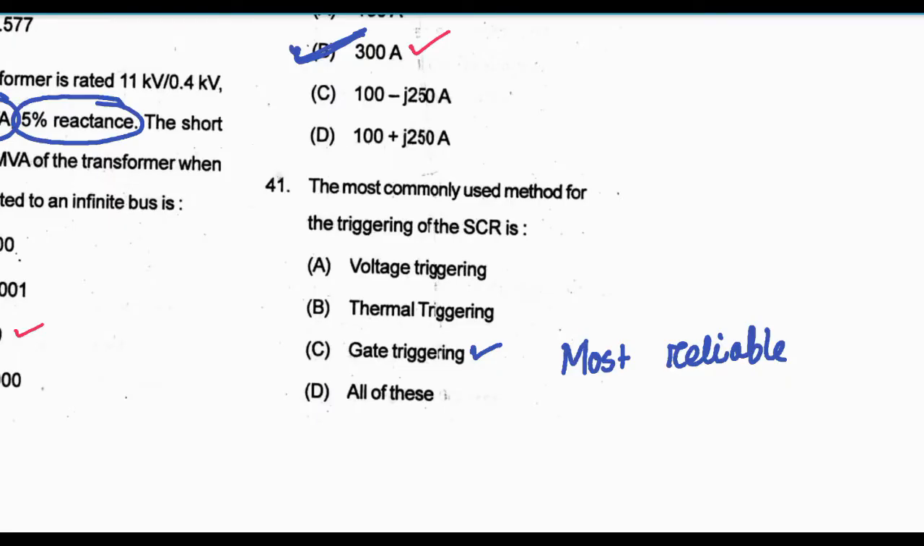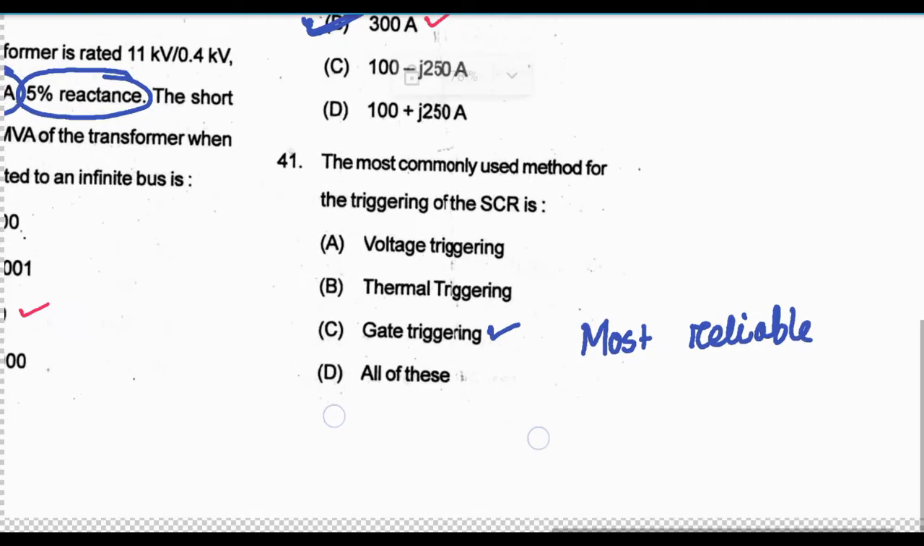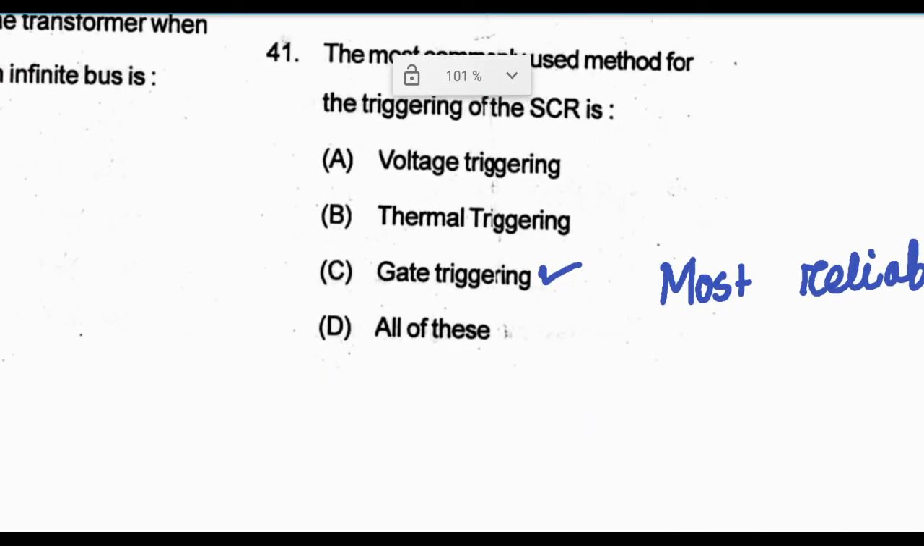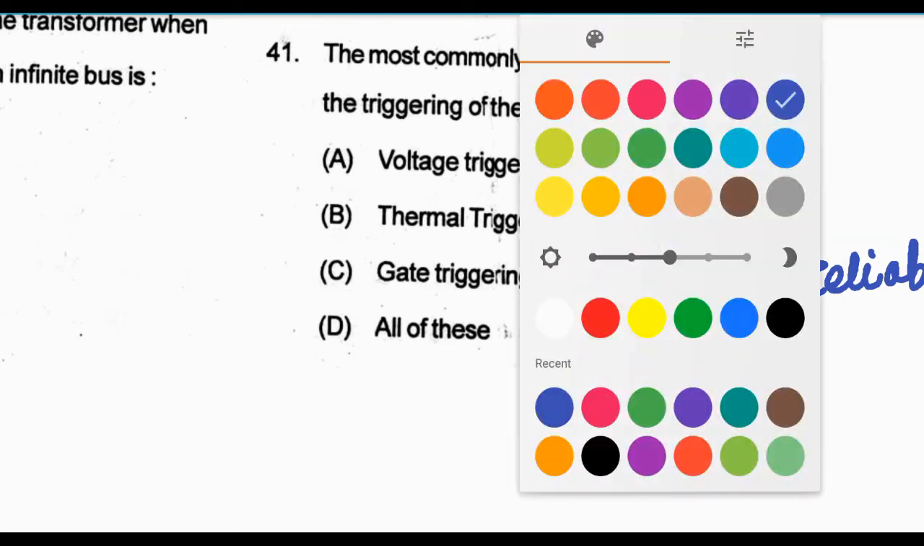Question number 41. The most commonly used method for triggering of the SCR is: option A, voltage triggering; option B, thermal triggering; option C, gate triggering; option D, all of the above. So here all the methods given, voltage triggering, thermal triggering, gate triggering, are used for the turning on of an SCR or thyristor.